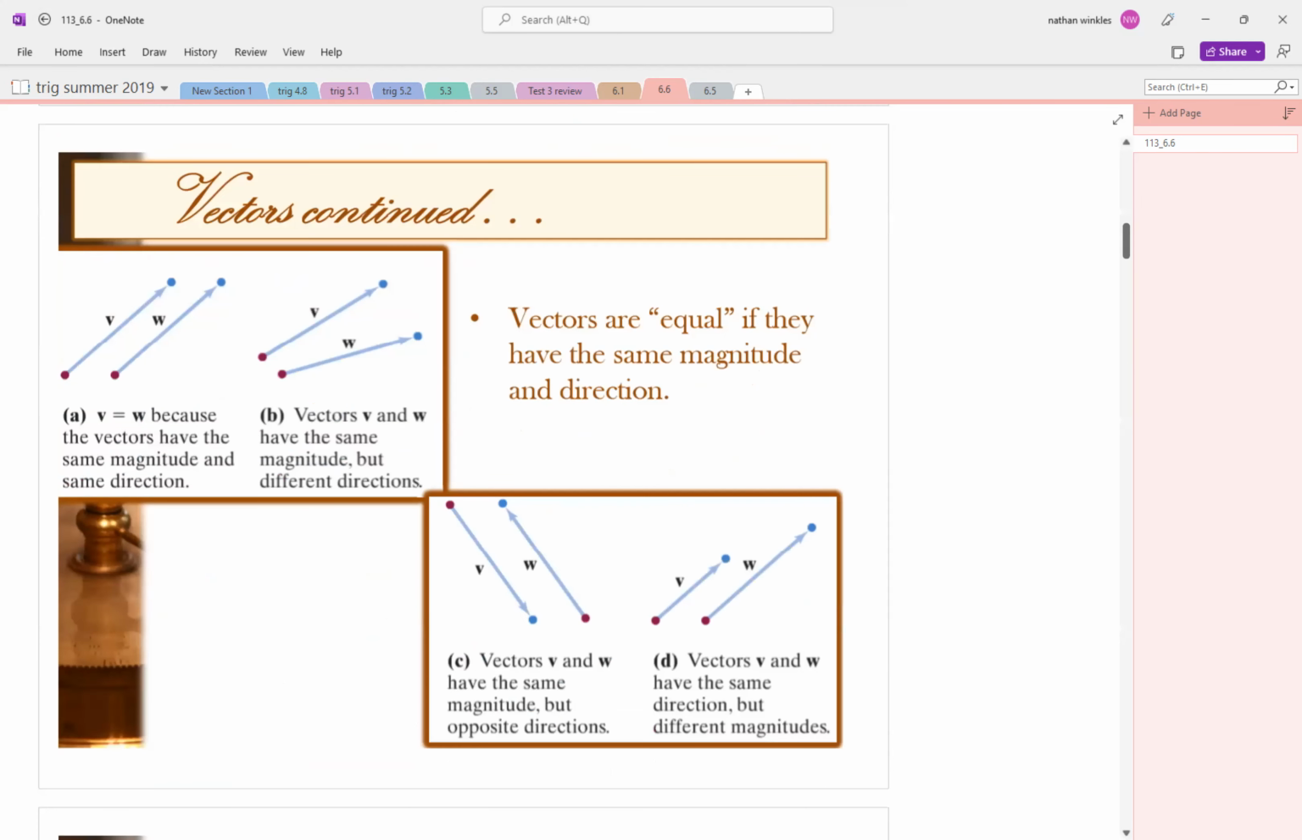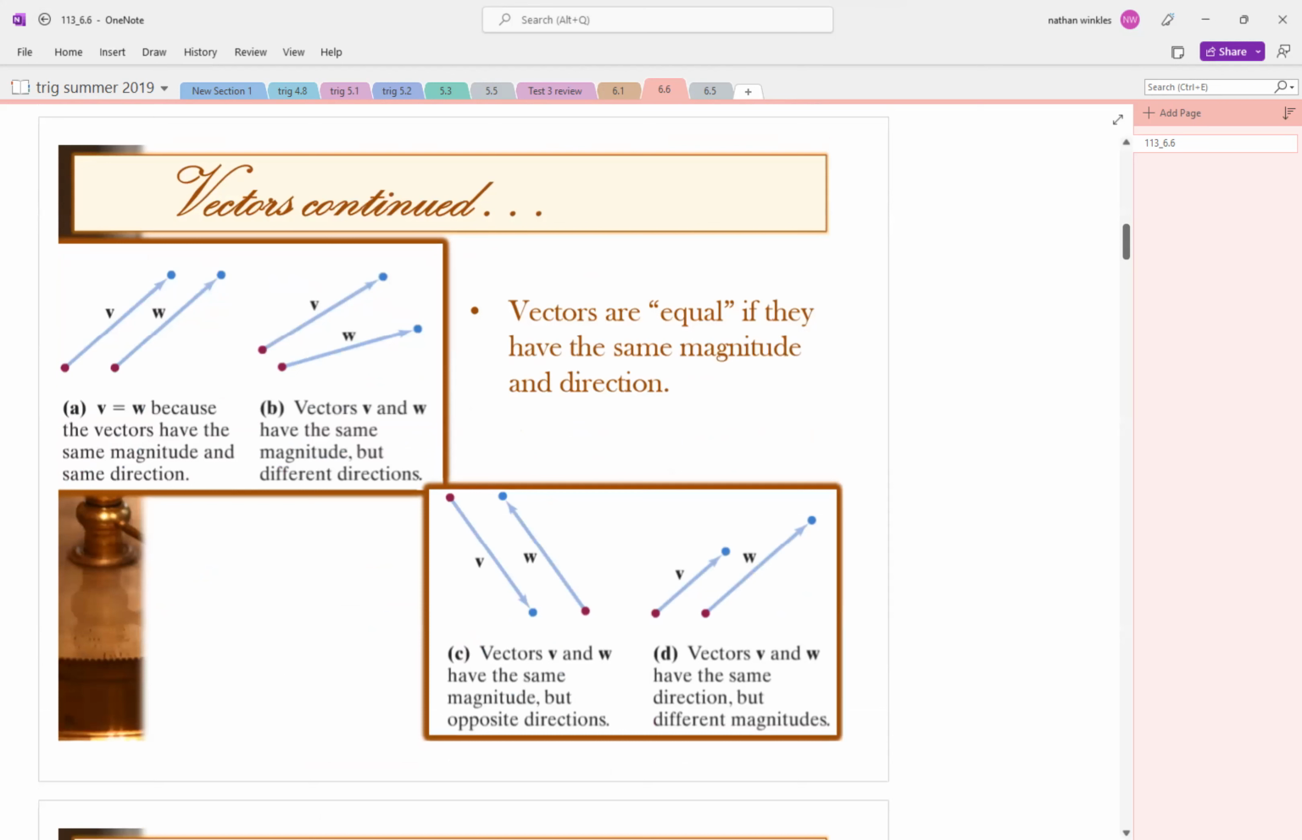So we have several different things to consider here. Vectors are equal if they have the same magnitude and direction. Let's look at A over here. V equals W because the vectors have the same magnitude and the same direction. When we say magnitude, what we really mean is length. That's just a fancy word for length. They have the same length and direction.